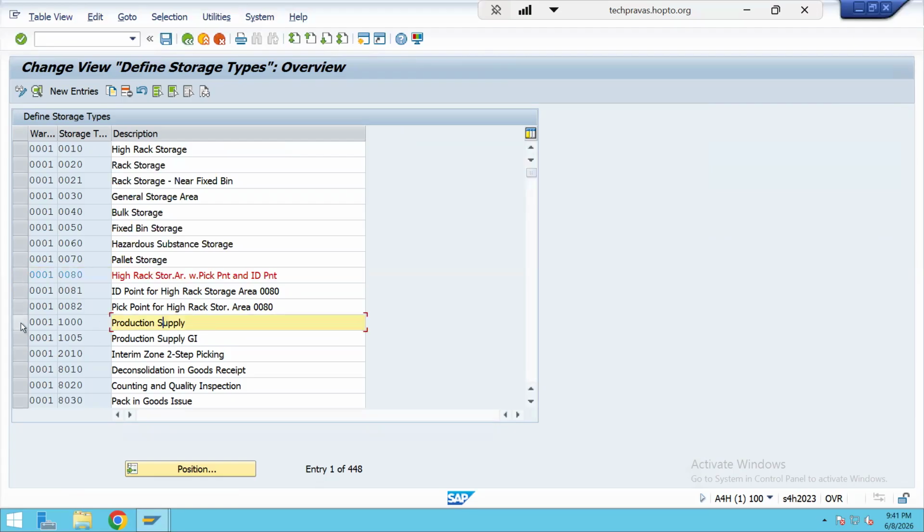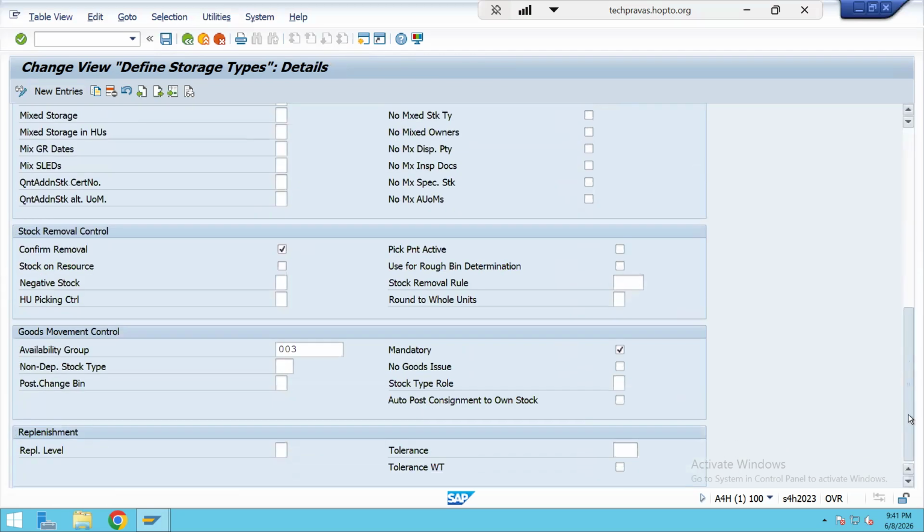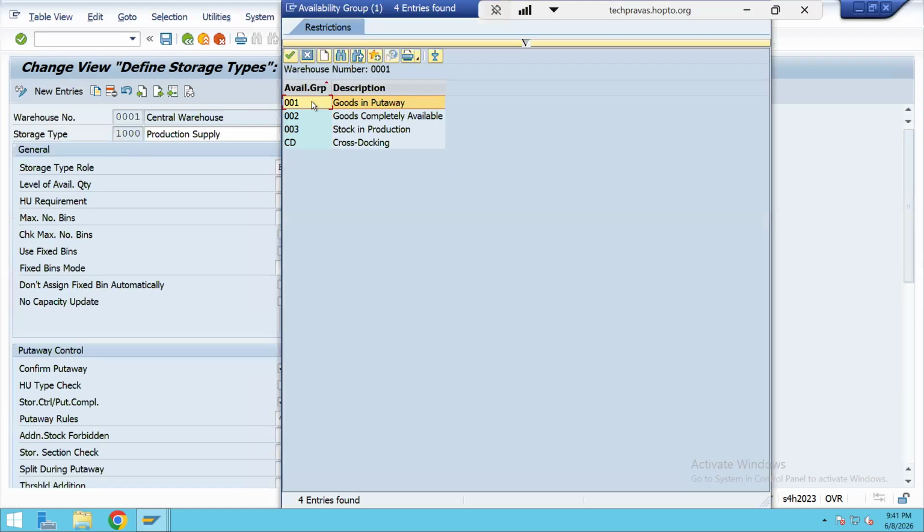Then we'll see the production supply area. Production supply area has a different availability, 003. So before that, you have 001, 002, 003.